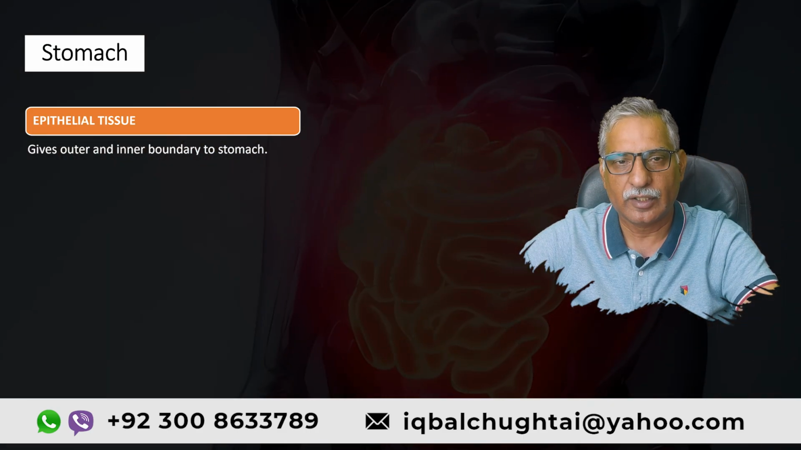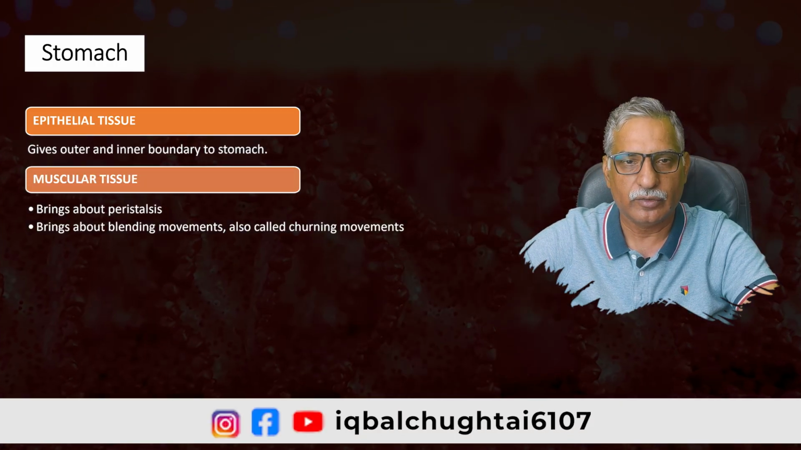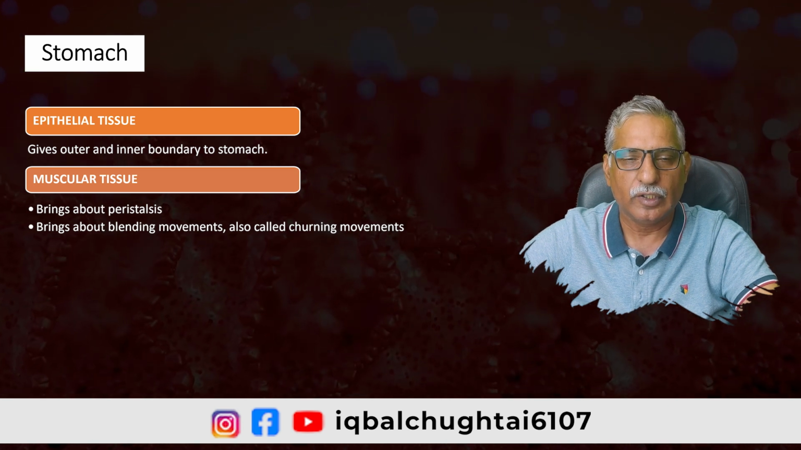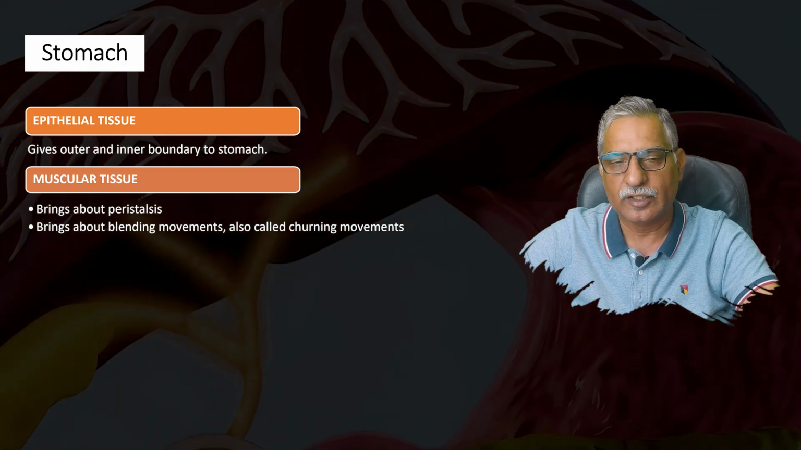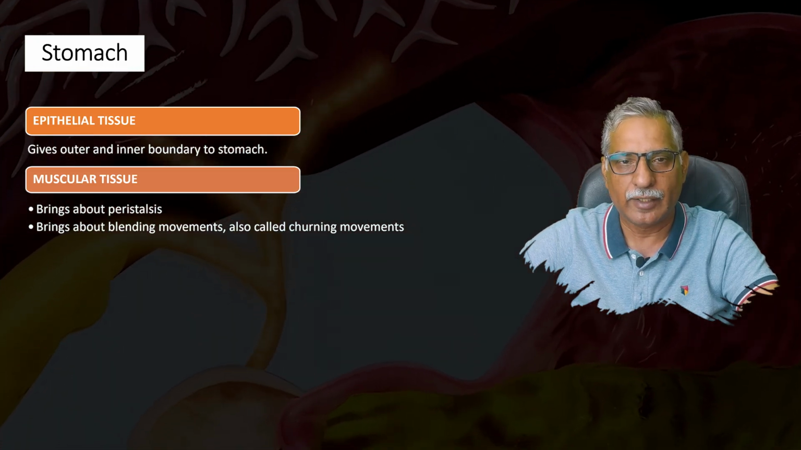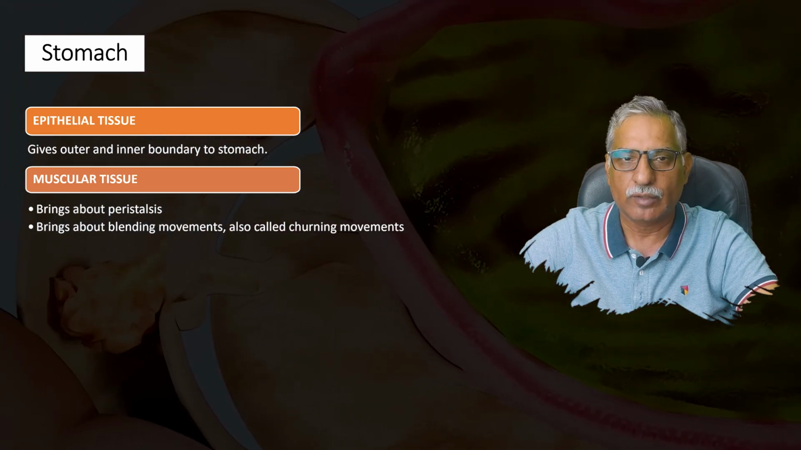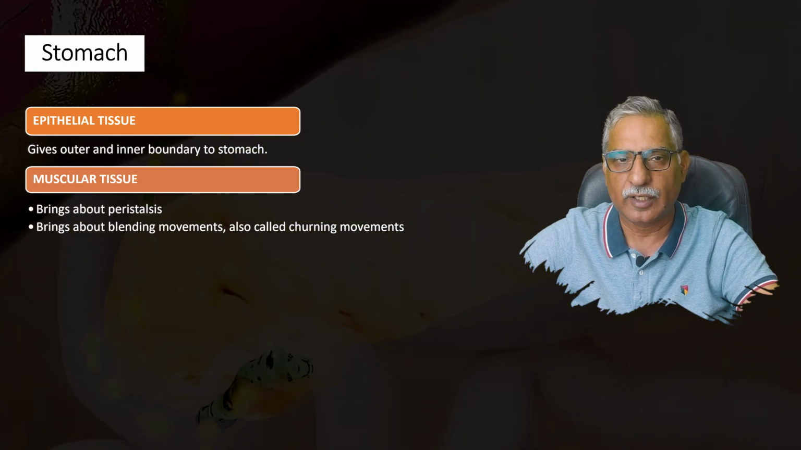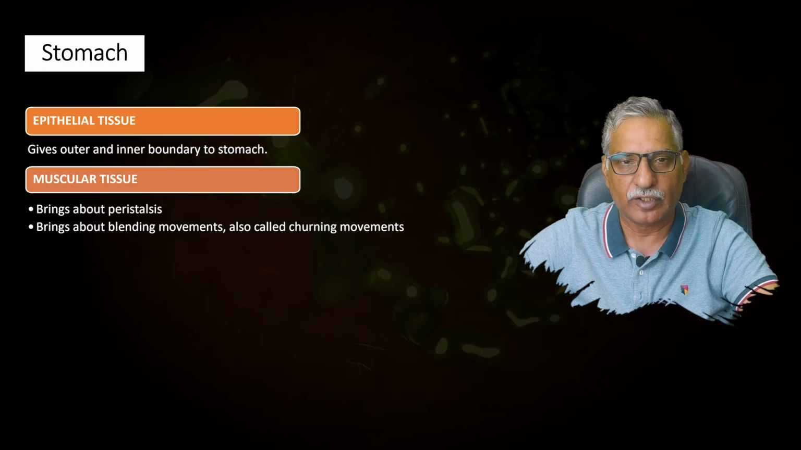Then this stomach contains muscles, and these muscles are likely to produce peristaltic movements that will push the food forward into the small intestine when it is required. And these muscles can also produce blending movements, or what we call churning movements. These churning movements are responsible for blending the food contents appropriately with the gastric juice in the stomach.